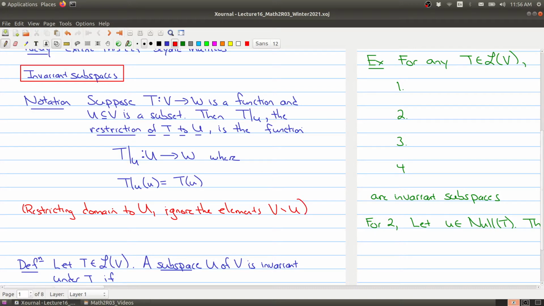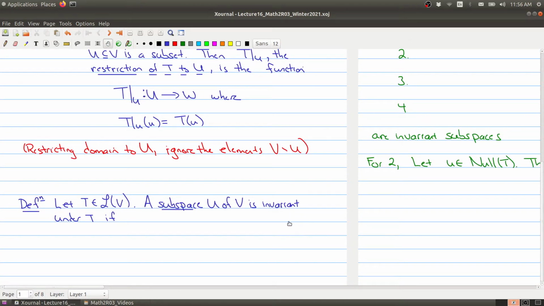So whenever you have a function, if you take a subset, you can make a new function from that subset to the codomain just by ignoring some of the elements. So we're ignoring the elements in V minus U. Okay, so that's good to know.